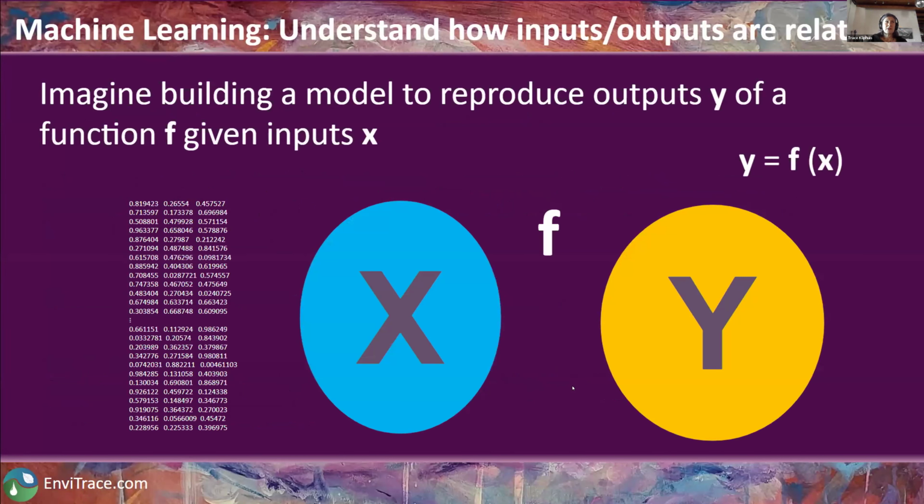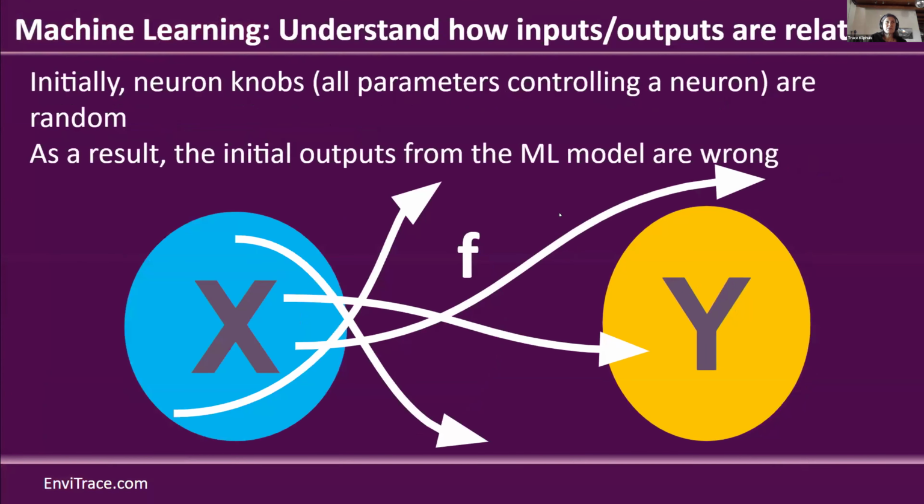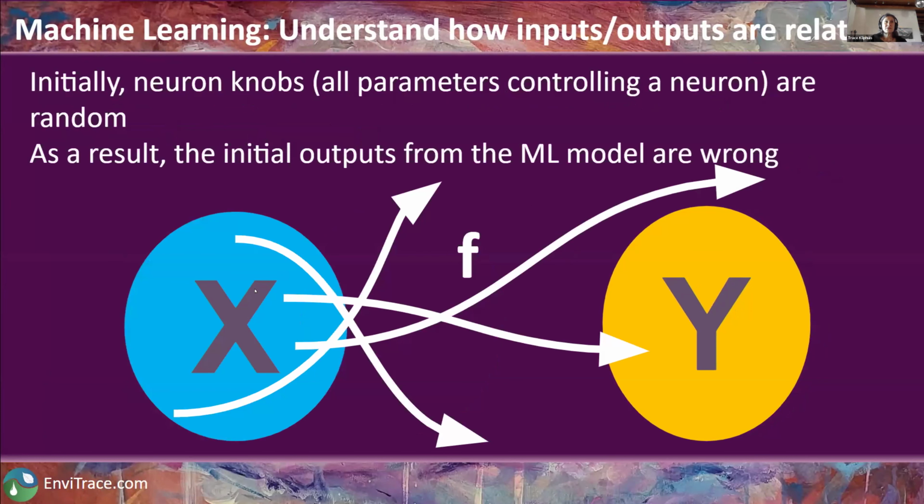So imagine you're building a model to reproduce outputs, and that's Y, with a given function, and you have the data X. So what you have is X and Y, and you're trying to figure out what F is, that function. So at first, the neuron knobs don't know, they haven't been trained and the data doesn't understand. So the initial outputs of the function don't really give you Y.